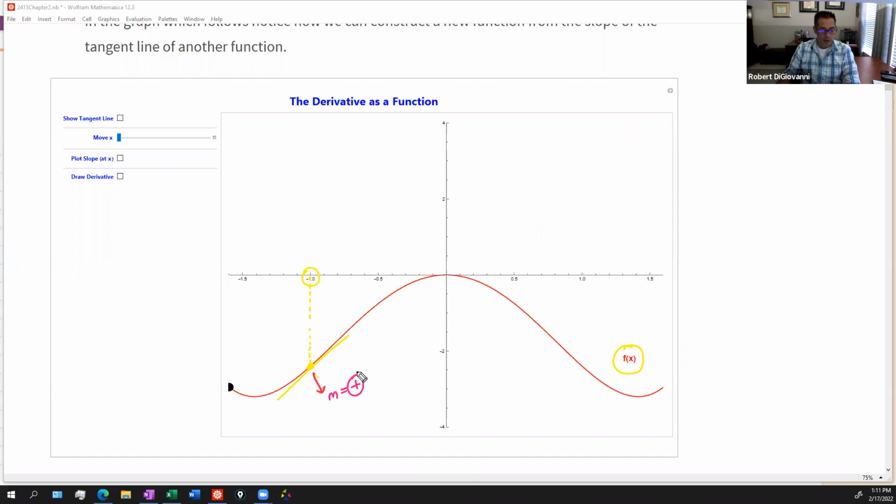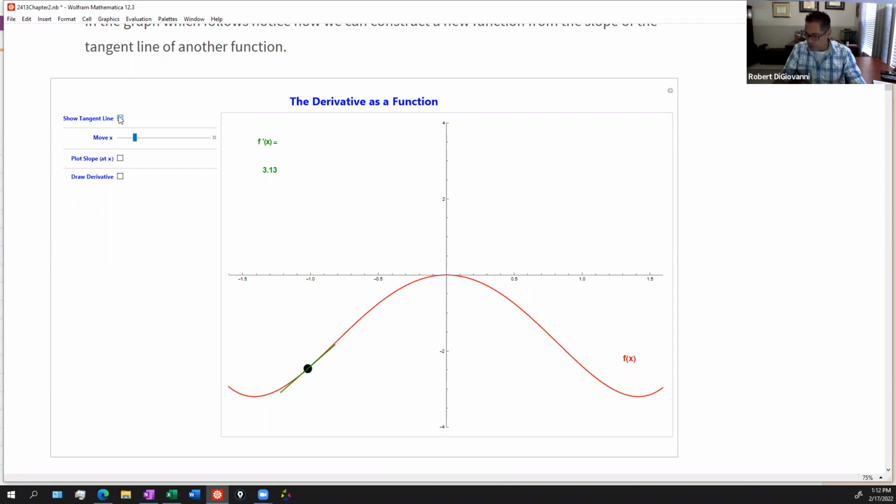Okay. Let me bring in my little guy here. I'm going to go to that point. Now I'm going to have the computer put the tangent line there for me. There it is. Let me clear all this out. So that has a positive slope. Yes.